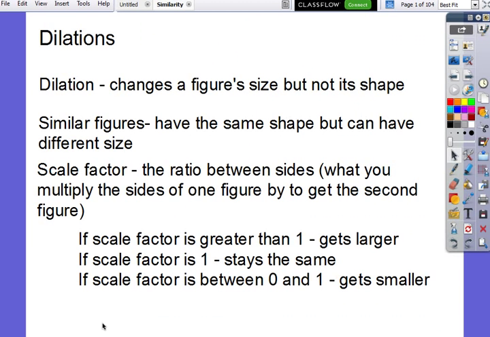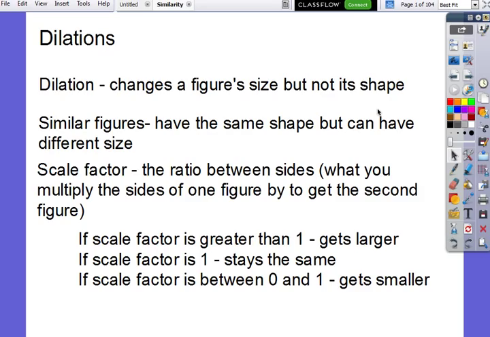Do we know what dilations are? What happens to a figure when we dilate it? It either gets bigger or smaller. Now, that's where the definition of dilation comes in. It changes a figure's size, but not its shape.